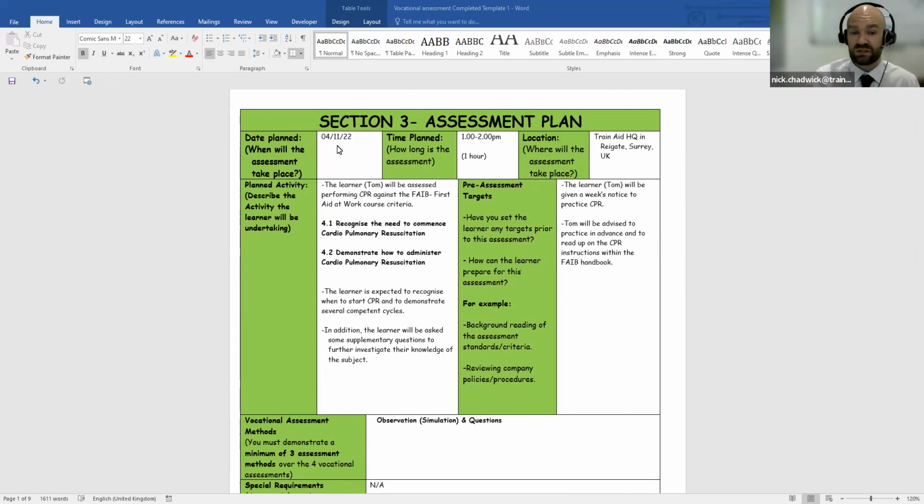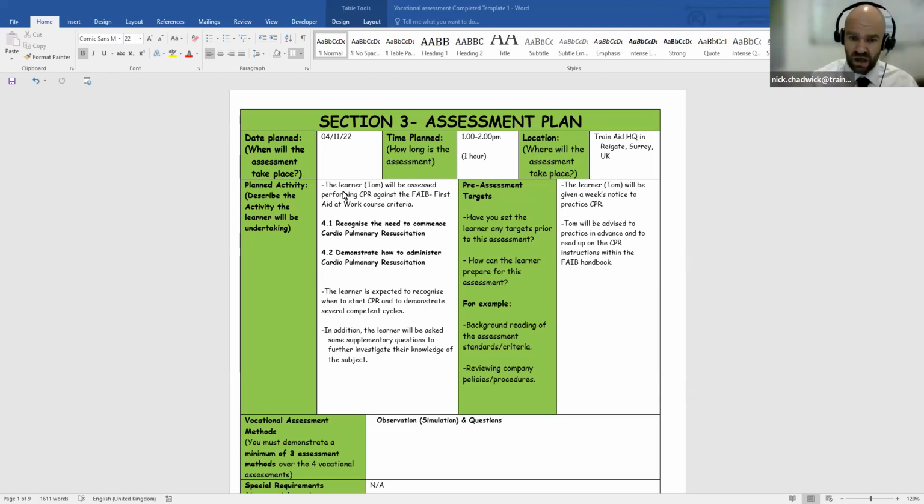In terms of the dates and location, this is taking place within TrainAid headquarters within one of our training rooms. The planned activity is that I will be observing my colleague Tom, who's a first aid trainer, performing CPR on a mannequin, demonstrating his CPR skills to myself. So when he goes out and teaches first aid courses to our customers, he is fully competent and confident as well.